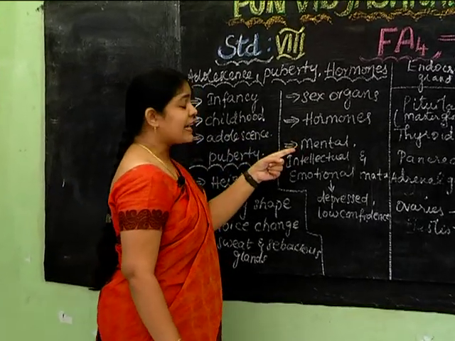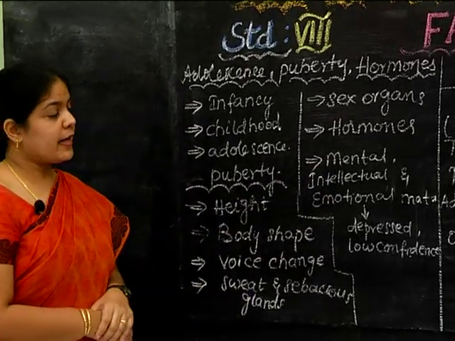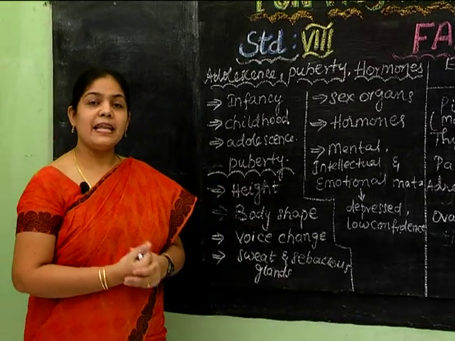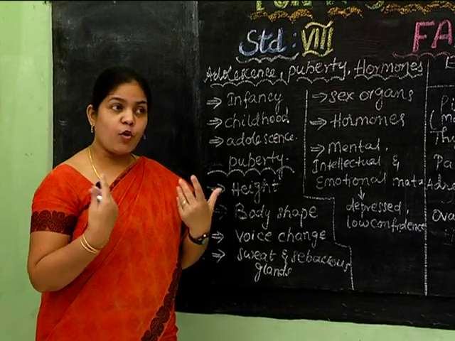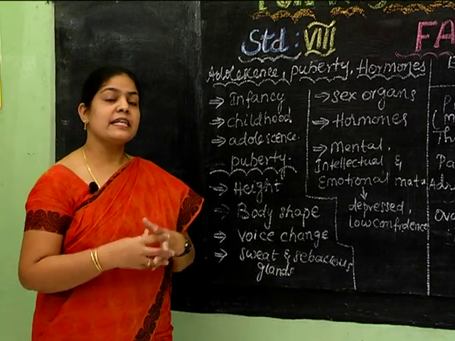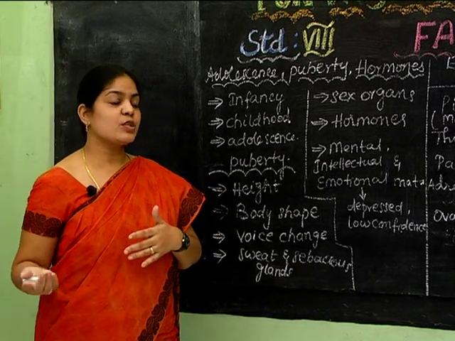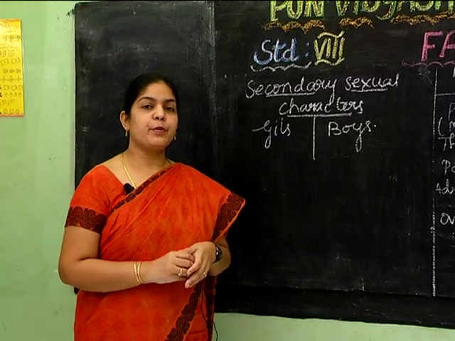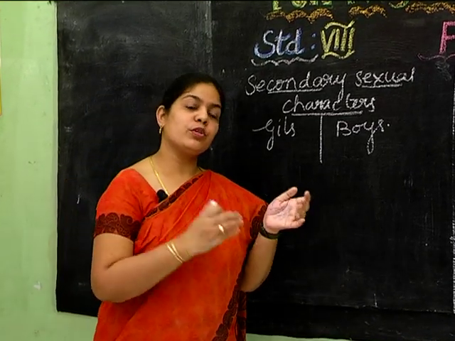But adolescents also undergo mental, intellectual and emotional maturity at puberty. They get depressed, their levels of confidence become less, and they feel insecure during puberty, and they want to lead an individual life. Sometimes they have many mood swings, like suddenly they become angry, they become happy, they become excited. All these changes will be seen during the time of puberty. The changes we have discussed earlier at puberty were physical and intellectual changes. These changes are common to both boys and girls.